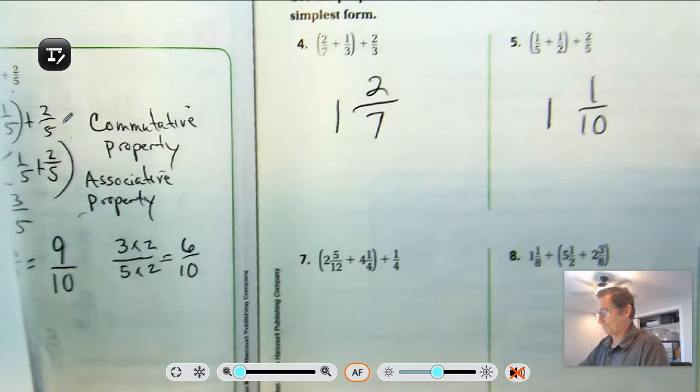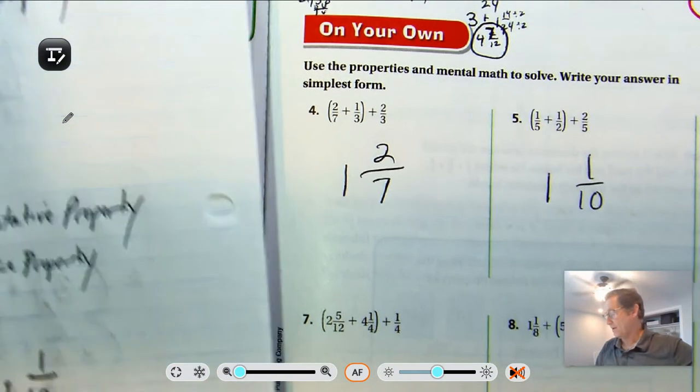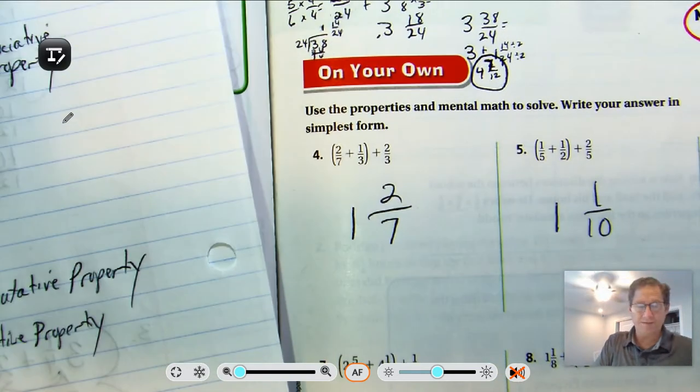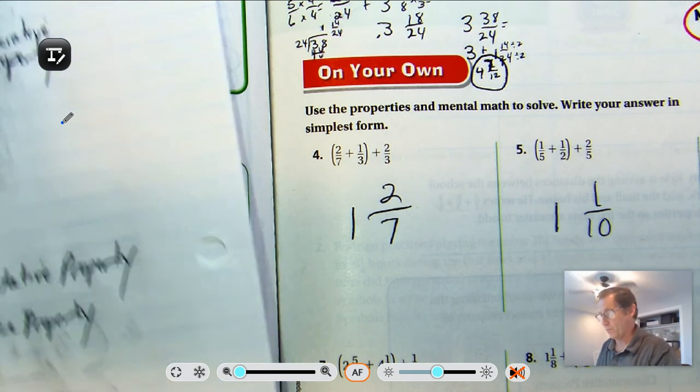Number 7. We have the sum of 2 and 5/12 plus 4 and 1/4.